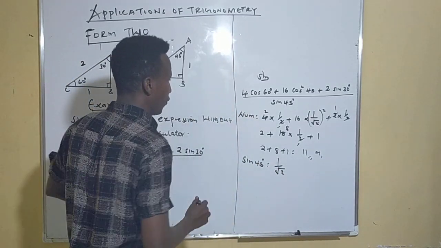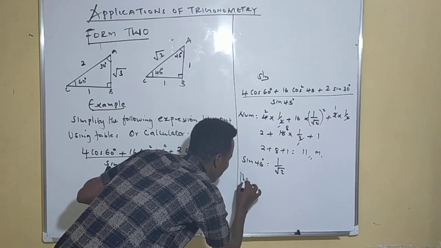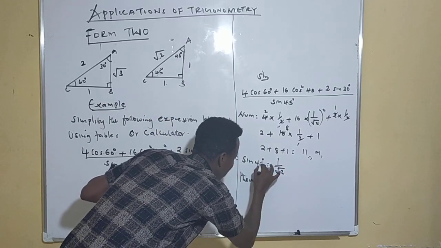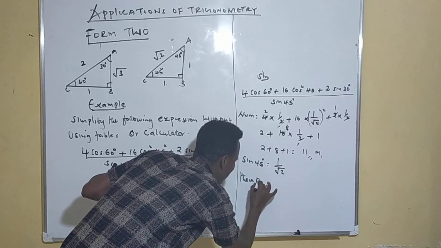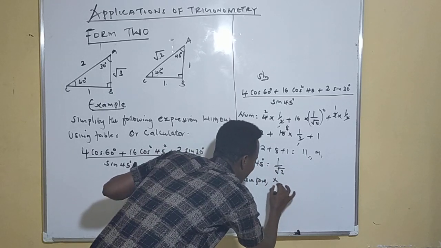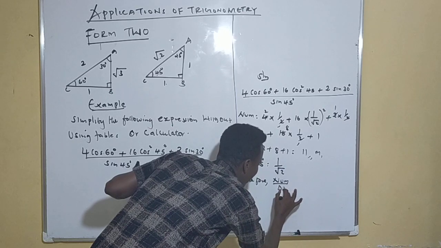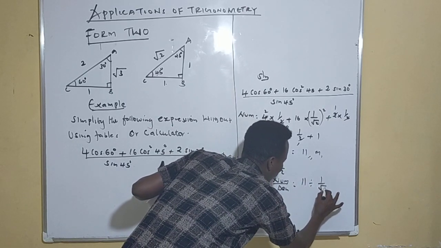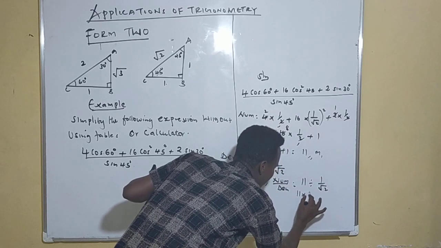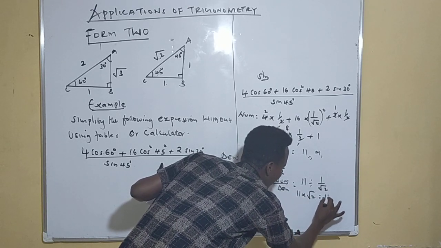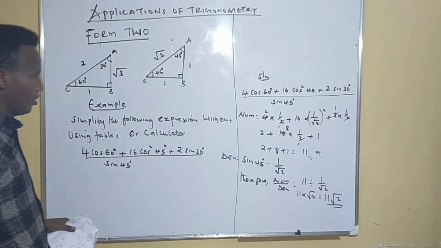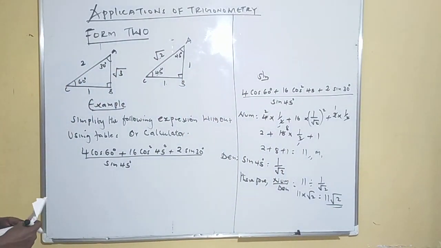Okay. Therefore, remember this is the denominator. So therefore we're going to say now over then, which is 11 divided by 1 out of root 2. Then this will give us 11 times root 2, which is 11 root 2. That is the final answer for your information. Okay? That is the final answer.